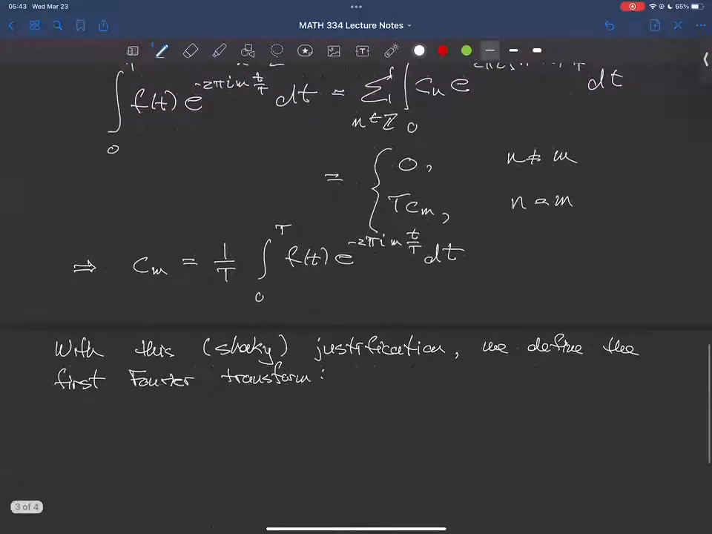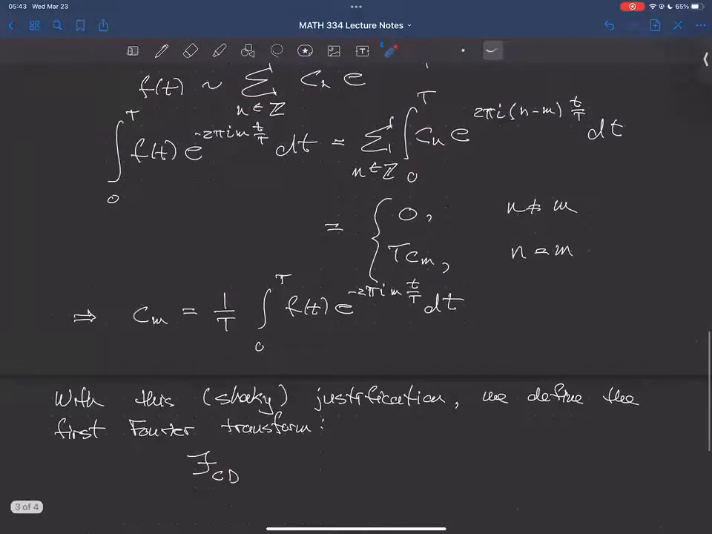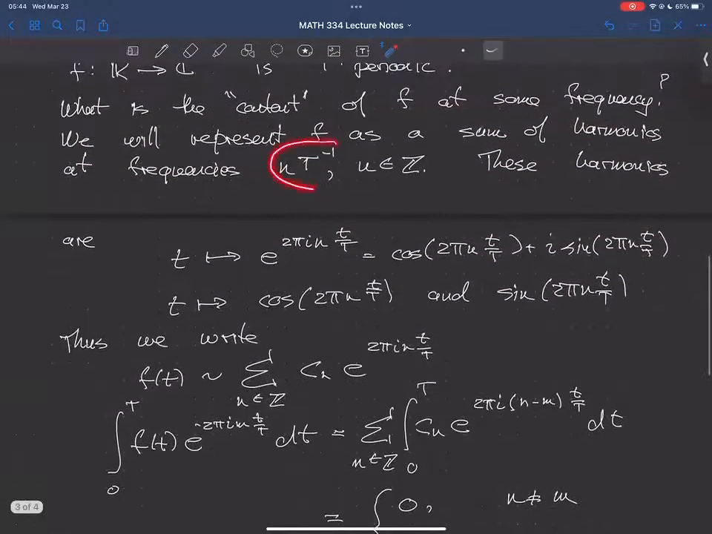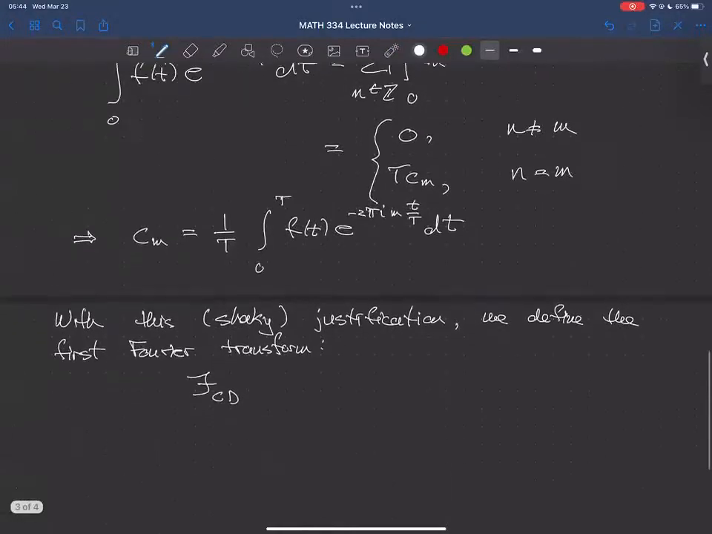And so what does this thing do? I'm going to call this FCD, and the reason is that the C here means continuous and the D means discrete. C means continuous time, and D means discrete frequency, because I've chosen this collection of discrete frequencies. And so this is going to take an F.